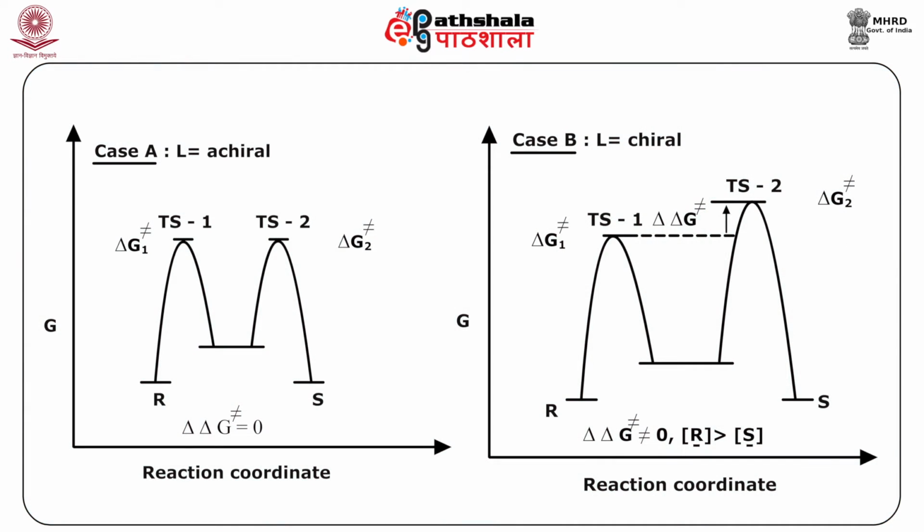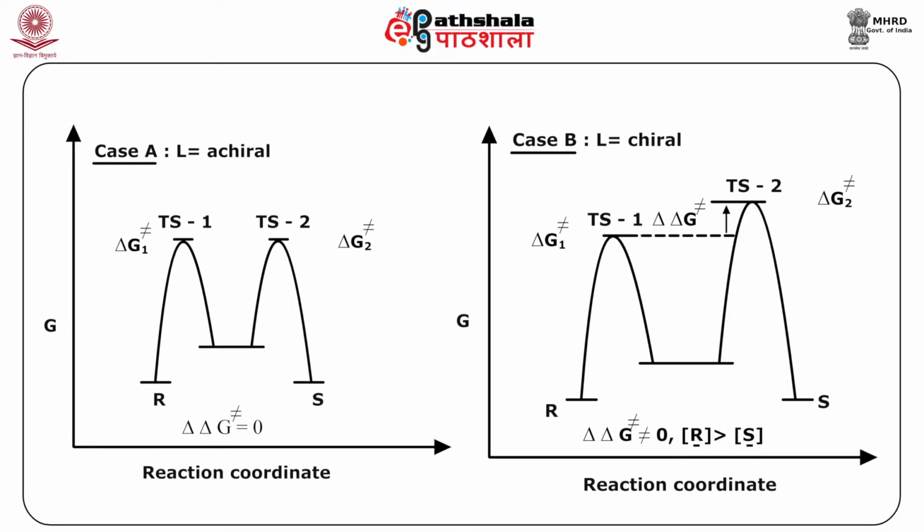But if L is chiral, the two transition states are no longer enantiomeric but diastereomeric. The stereoselectivity is achieved through the formation of the two diastereomeric transition states. It may be noted that the ground state energies of the products are the same, so under thermodynamically controlled conditions, the product would be racemic.